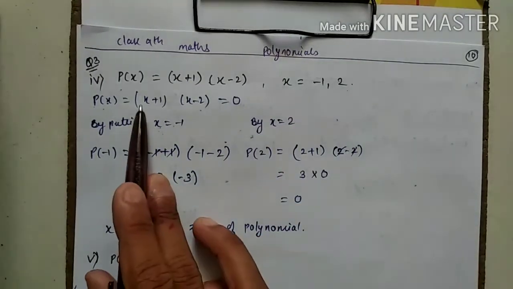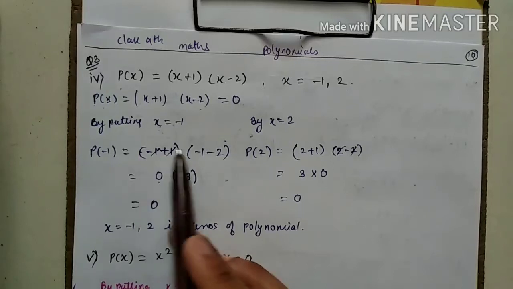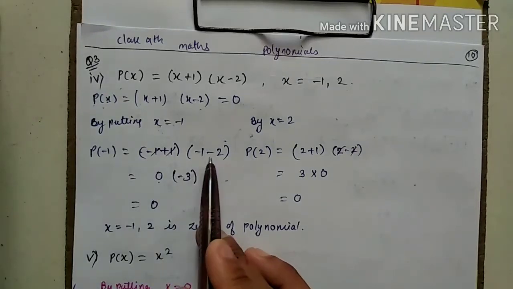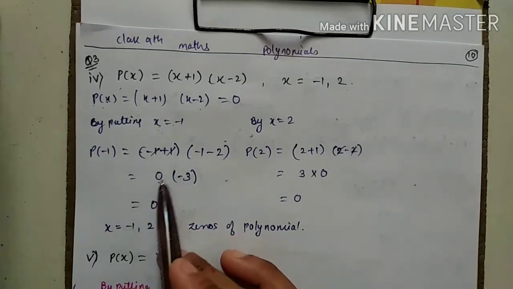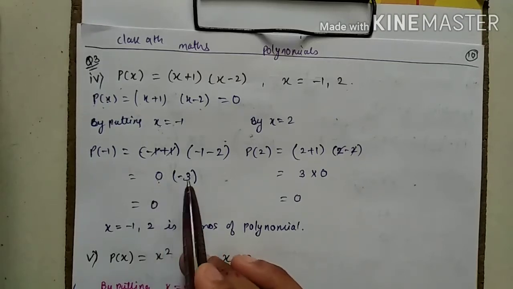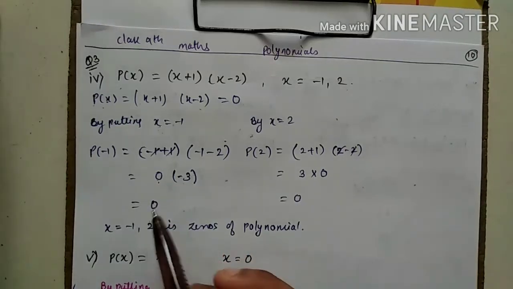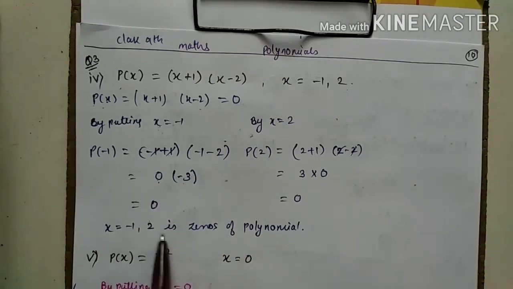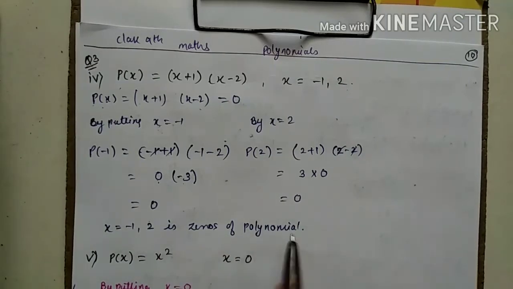I have put it here, on the place of x I have put minus 1, and here it is minus 1 plus 1 and minus 1 minus 2. This 2 is cancelled. What remains inside the bracket? 0, and 0 multiplying with any number becomes 0. So what will you say? x equals to minus 1 is a 0 of the polynomial.